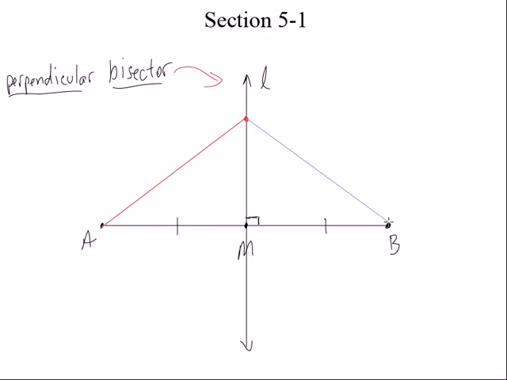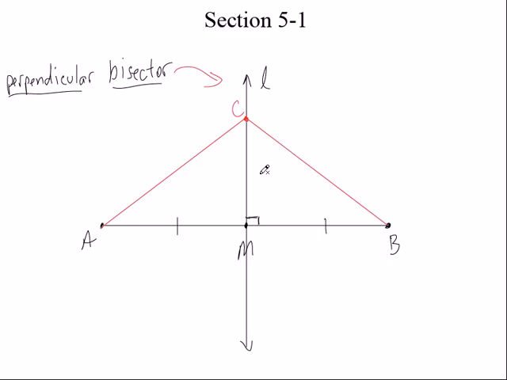To B. What do you think, just guessing, might be true about these two lines right here? Well, let's call this C. So what do you think is true about AC and BC? They're congruent to each other. They're equal to each other. Exactly right.